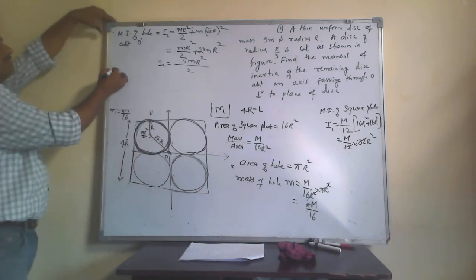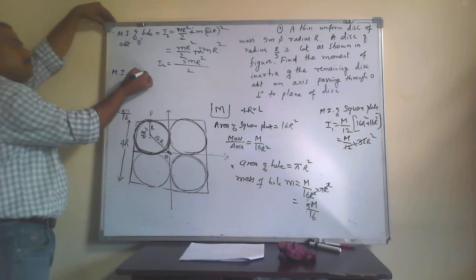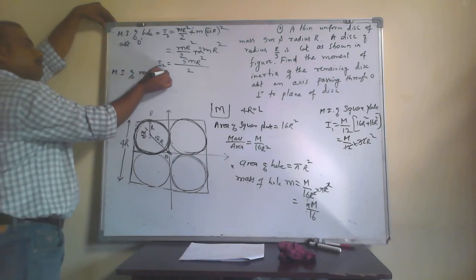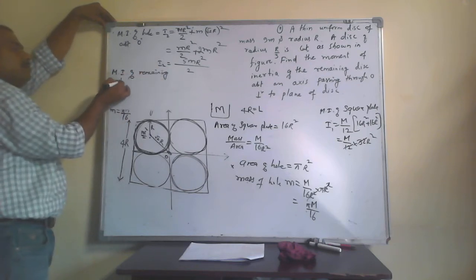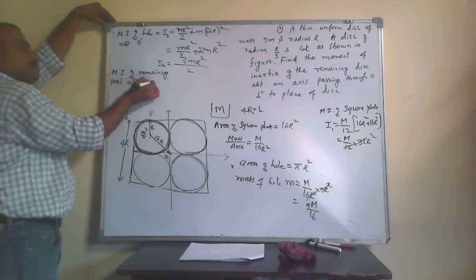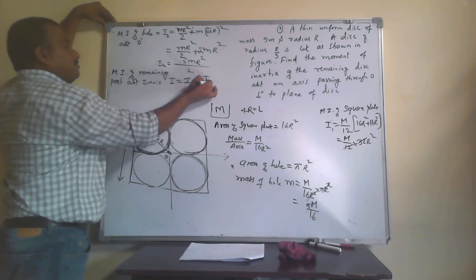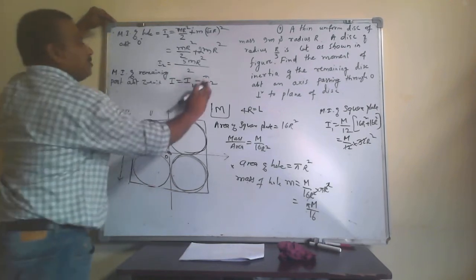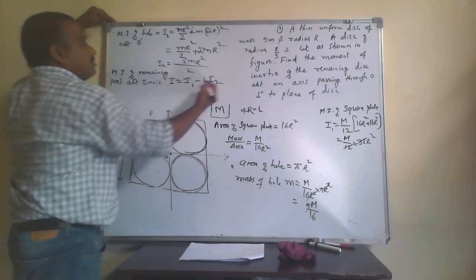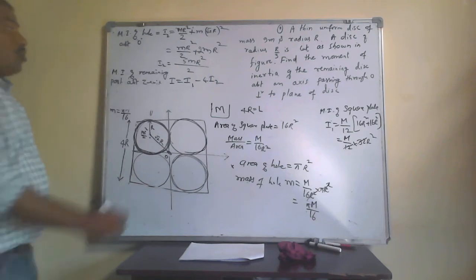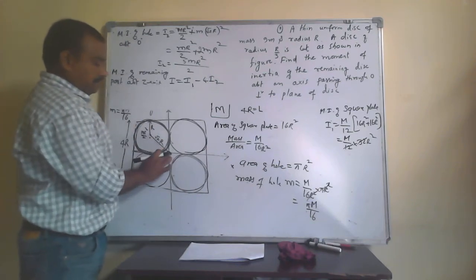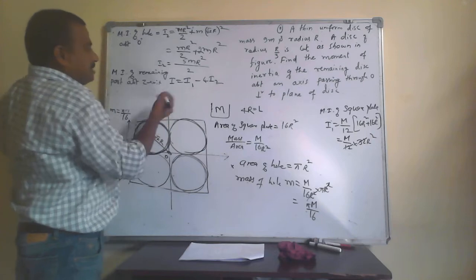So the moment of inertia of the remaining part about the z-axis, I, is equal to the moment of inertia of the square minus 4 times the moment of inertia of a hole. About the center is what I have taken.